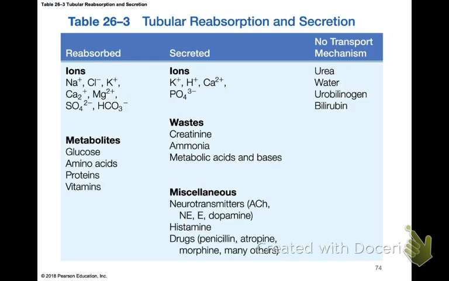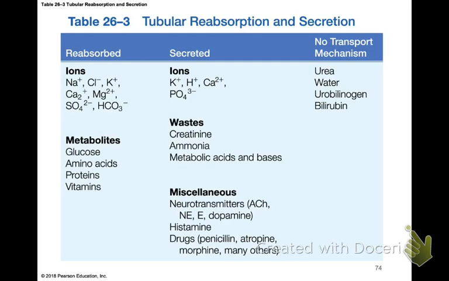So as we look at this table, again, we're comparing reabsorbed to secreted. We reabsorb the ions sodium, chloride, potassium, calcium, magnesium, sulfate, and bicarbonate. They're mostly reabsorbed, but look at what we secrete: potassium, hydrogen, calcium, and phosphate. So you see both hydrogen and calcium on both lists, and it just depends on how much you ate. If you ate more calcium than you need, then yeah, you're going to secrete it. Metabolites, glucose, amino acids, proteins, and vitamins are all reabsorbed.